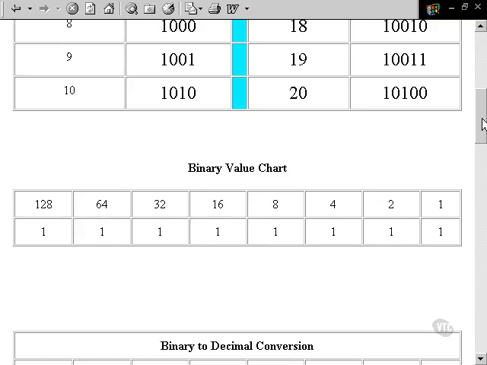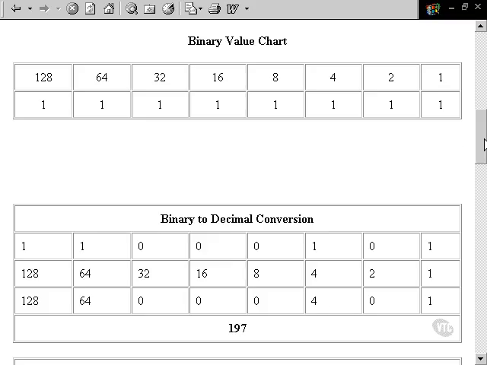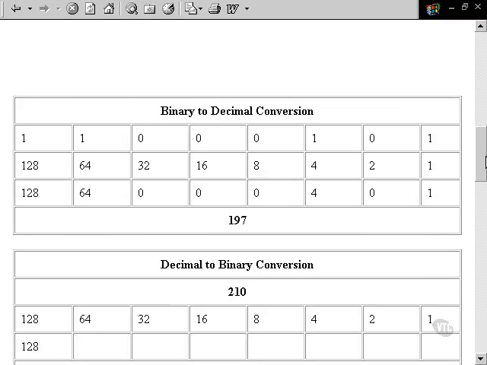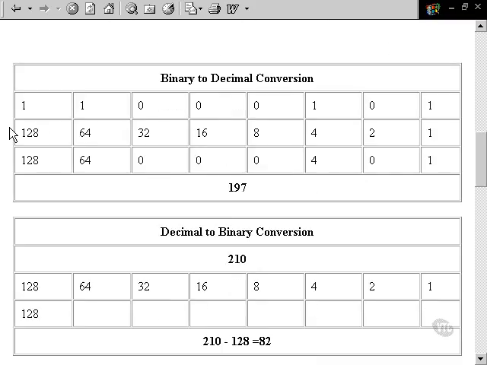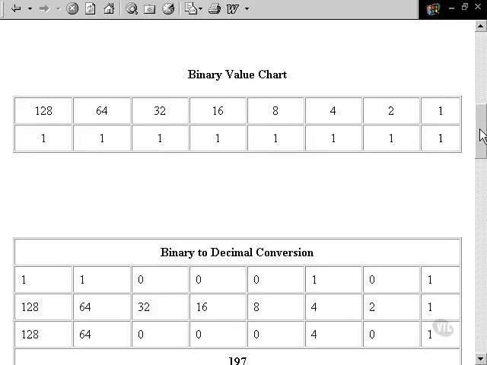Let's go on and take a look. If we had a binary number and we wish to convert it to a decimal, let's say we have a binary number here, and it's 11000101. We would take this number, and we would say, let's line it up over our values. And these values are the values that I pulled from the chart right above, right here.